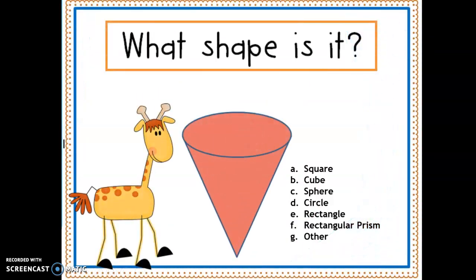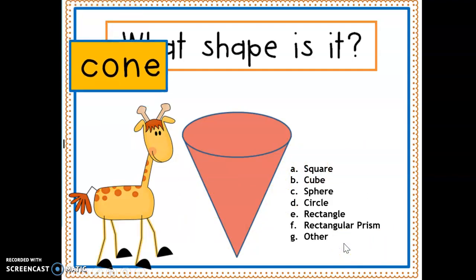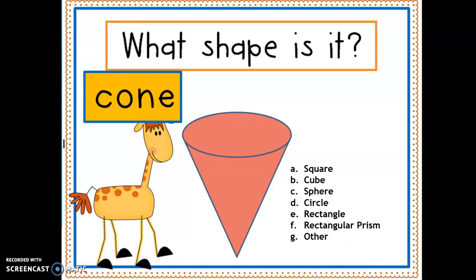What shape is this? Has a circle at the top, and then it's a shape that is not a plane shape, but it has been curved to make this three-dimensional. If you said G, other, you're correct. It would be a cone, like an ice cream cone or a traffic cone flipped upside down or a party hat flipped upside down.